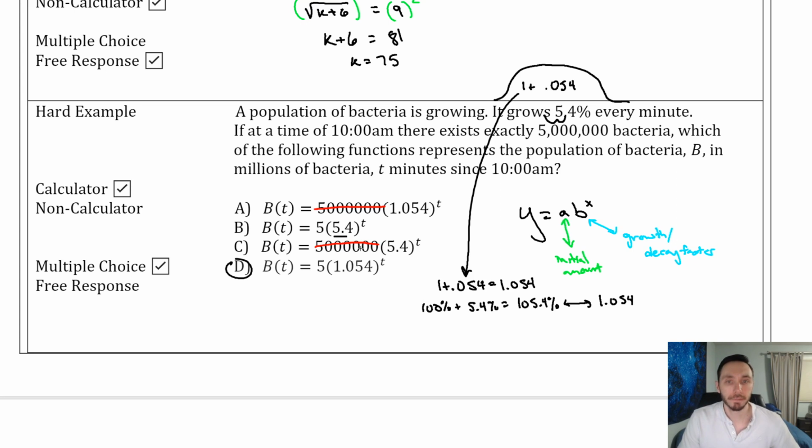I'm being a little extra explaining the concept. This is meant to be a refresher course, so I'm explaining some of the concepts, but at this point I would have stopped, right? I would have just seen the 5.4 and been like, oh, no way, that doesn't make any sense. Circle D, move on.